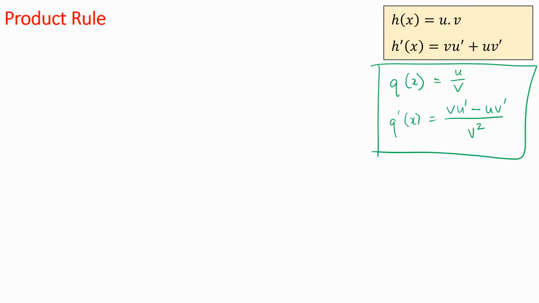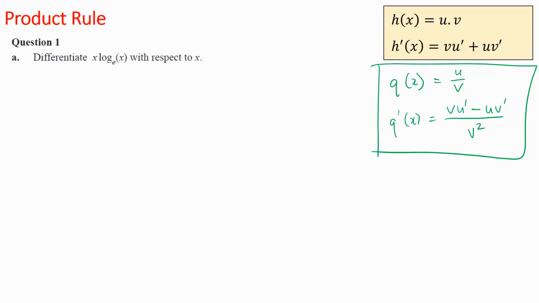Product means times. Quotient means divide. So anytime you see division, you'll be using the quotient rule formula. Anytime you see multiplication, you'll be doing product rule. Okay, so let's do a product rule problem. How is it different to chain rule? Actually, that's one of the exam questions. Well, you're going to do it anyway. It's on your sheet.